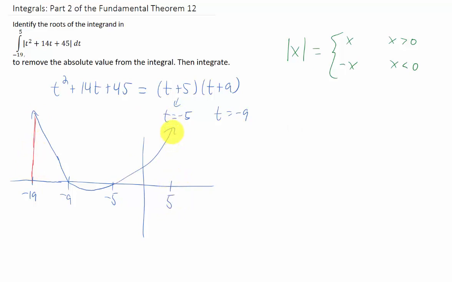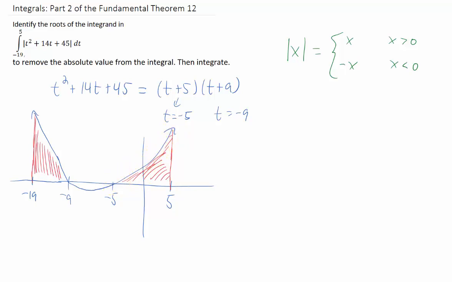So in keeping with my terrible drawings, there you go. So from -19 to -9, the absolute value of this quadratic function is just the function itself. The same is true for x values of -5 up to +5. The function itself is positive, so when you take its absolute value, it just stays where it is.